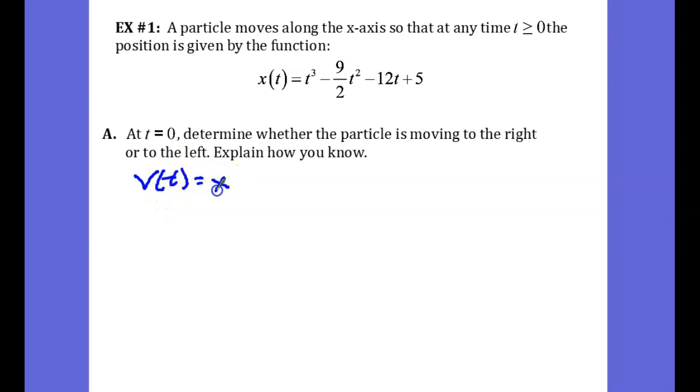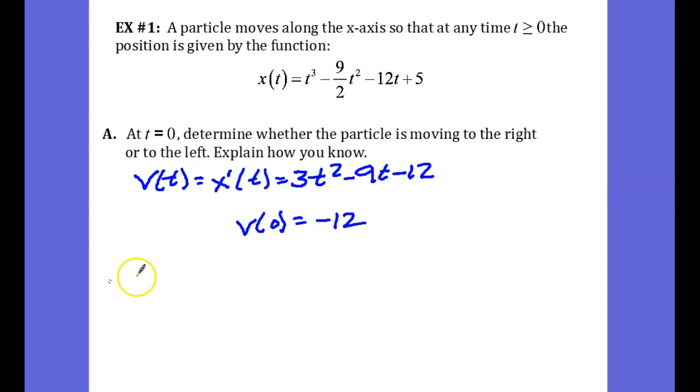So v(t) is equal to x prime of t, and then applying the power rule, here we have 3t squared minus 9/2 t squared. If we take the derivative of that, 2 times 9/2, the 2's cancel and we get minus 9t, and then minus 12. So here's my velocity function, 3t squared minus 9t minus 12. Now let's find the velocity at time t equals 0. So v(0) is equal to, and if we substitute 0 for t, these two terms go to 0, and we're just left with negative 12.